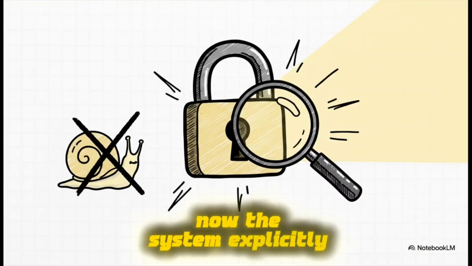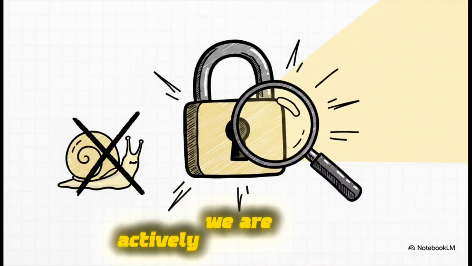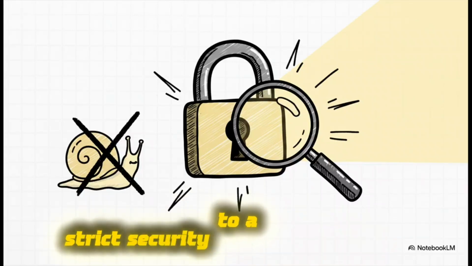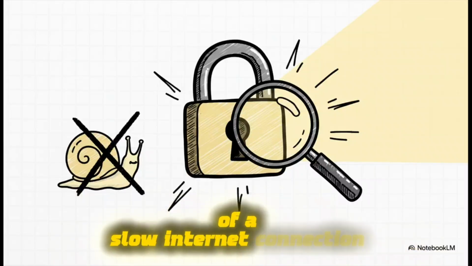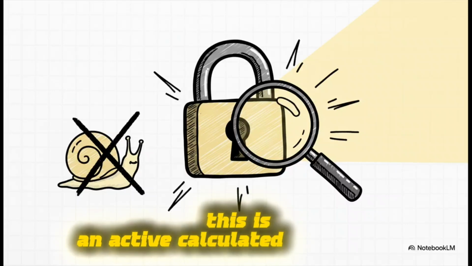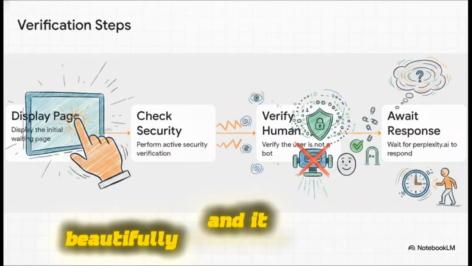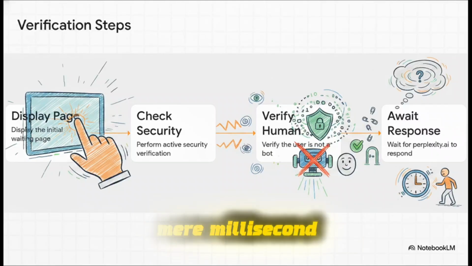Now, the system explicitly tells us that we aren't just waiting for the destination site to load. We are actively being subjected to a strict security verification process. This completely shatters the illusion of a slow internet connection. This isn't lag. This is an active, calculated checkpoint. And it beautifully illustrates this hidden chronological sequence that happens in mere milliseconds.